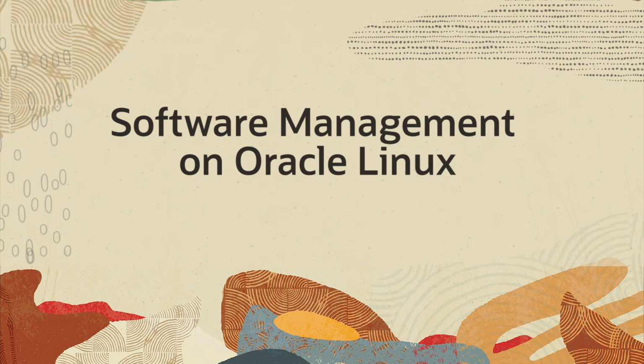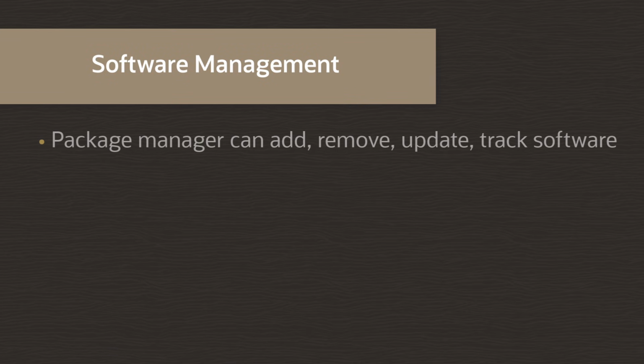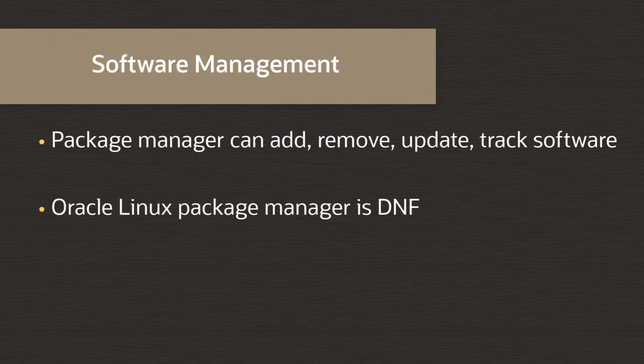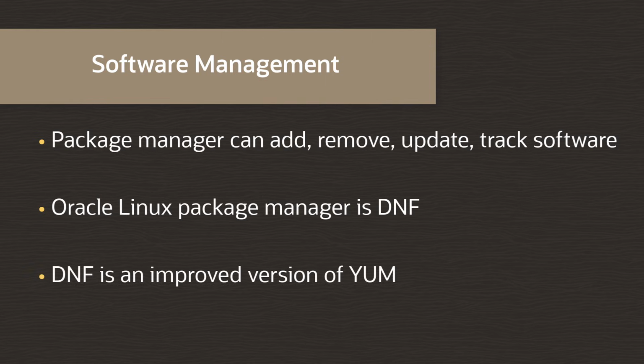In this video, you'll learn about managing software on your Linux system. In Linux, we can use a package manager to add, remove, update, and track the software that's installed on the system. On Oracle Linux, the package manager is DNF, which is an improved version of Yum. I'll be using the DNF command throughout this demo, but you can do many of the same things using Yum if you're using an earlier version of Linux.